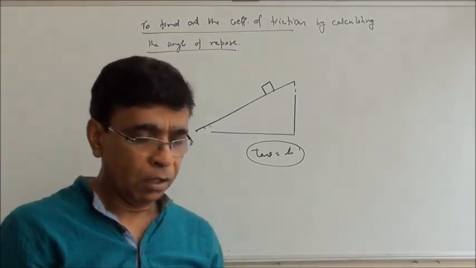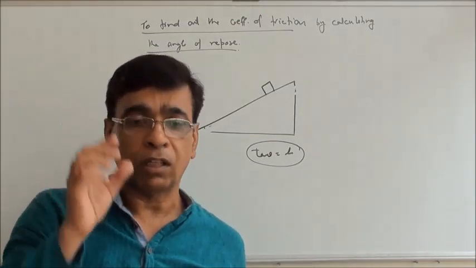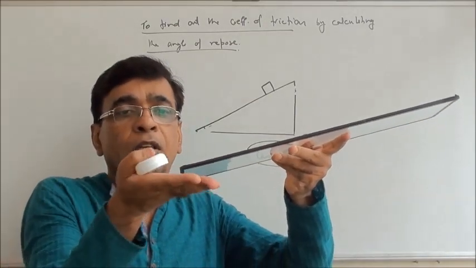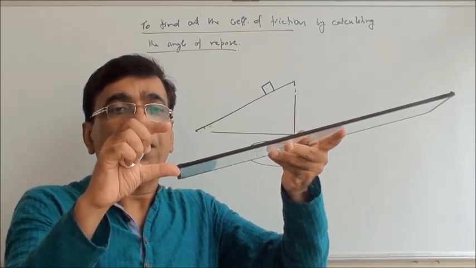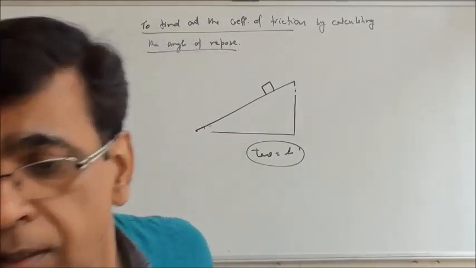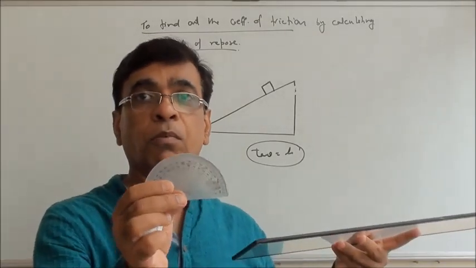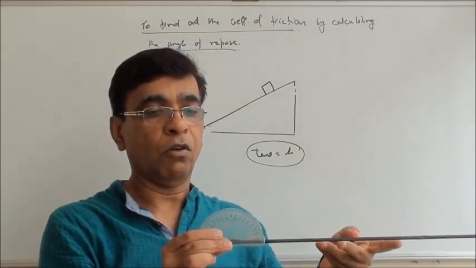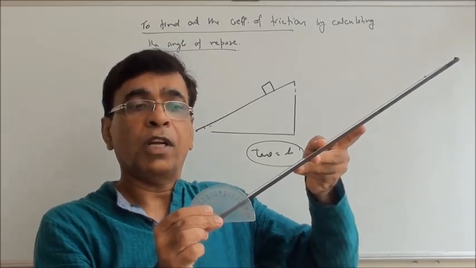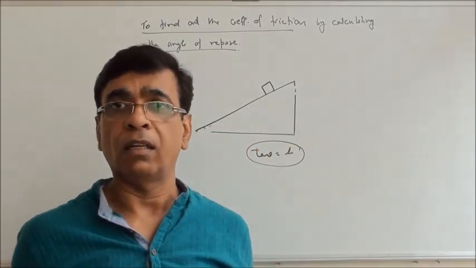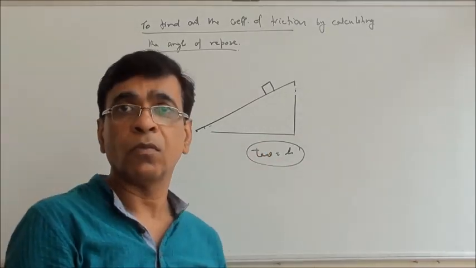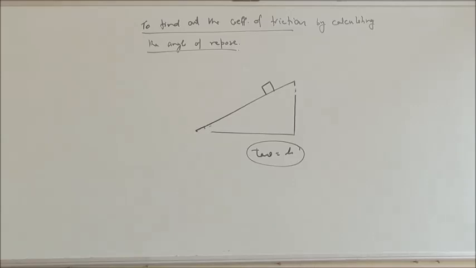We can find out some other way also. We can put a protractor here and then keep it on a horizontal plane with the protractor at this and keep on moving this. I can show you using the protractor also. We can keep it like this on a horizontal plane and keep it moving like this. At whatever angle the object starts sliding down, note down that angle and then find out this value.